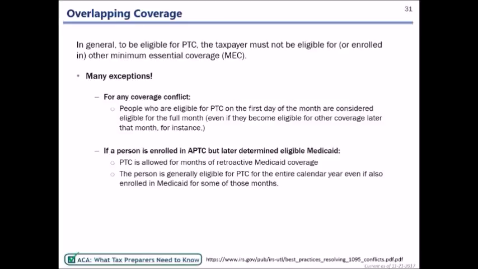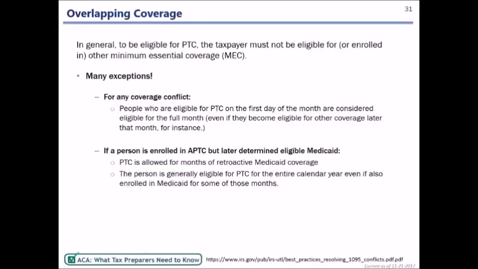If a person is enrolled in APTC but is later determined eligible for Medicaid, there is a more expansive allowance for overlap. So premium tax credits are allowed for retroactive Medicaid. So if you apply in April and they determine that you were eligible as of January, then those 3 months of retroactive Medicaid, you can still claim the PTC because, well, how are you to know you were going to be determined eligible retroactively? But a person is also generally eligible for the premium tax credit for the entire calendar year, even if they're also enrolled in Medicaid for some of those months. So keep that provision in mind.